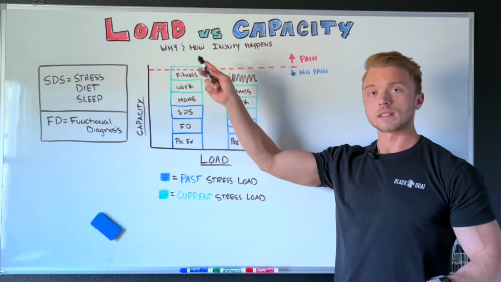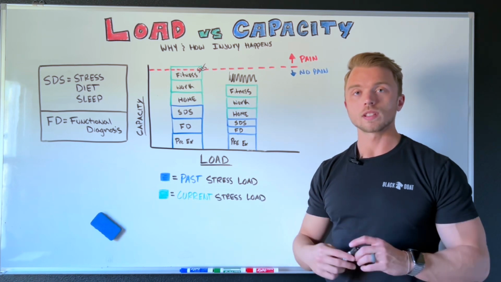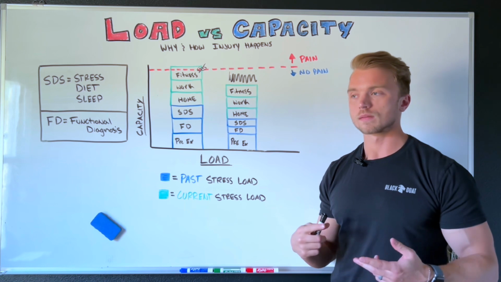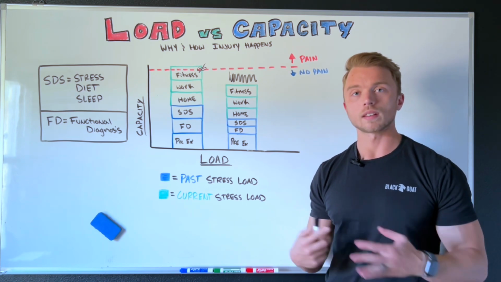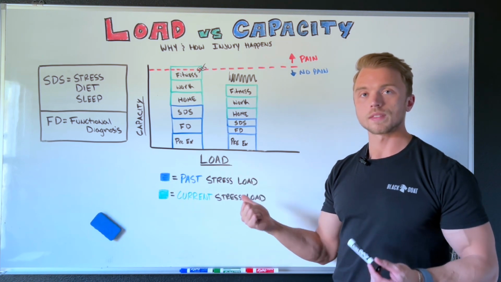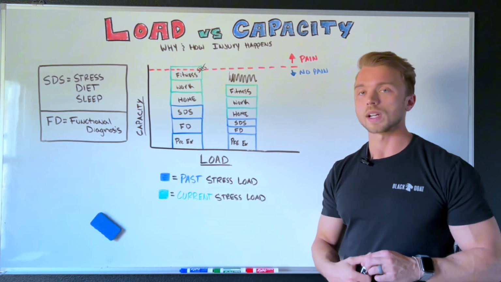Load versus capacity. This is how and why every injury you've ever had happens outside of traumatic incidences like falling, tripping, getting hit by a car, things like that. We have load, which is stress, okay? Mental and physical stress load on your body.